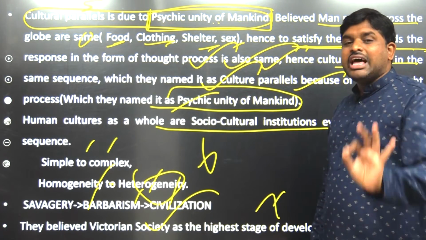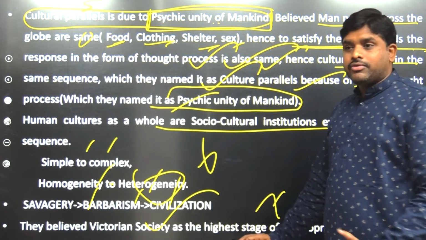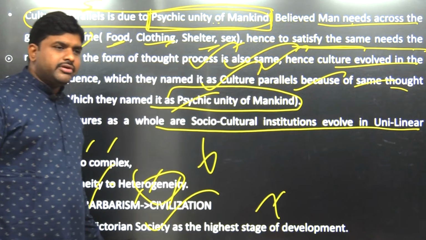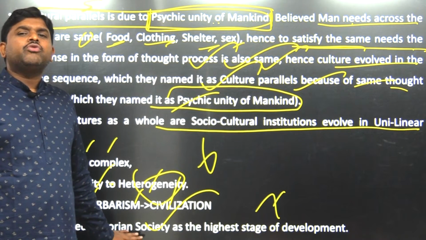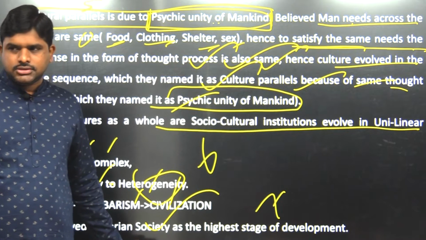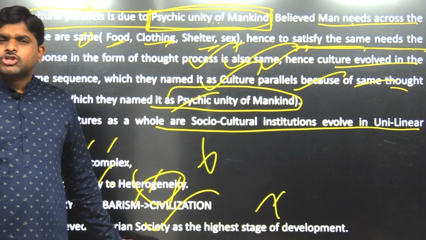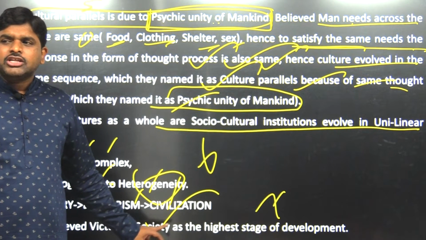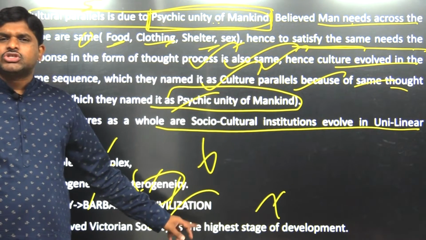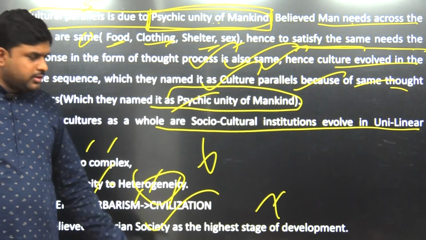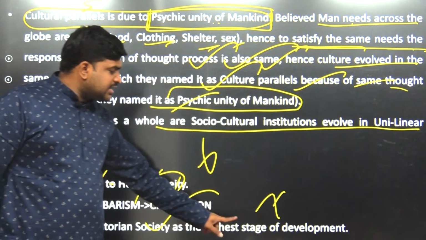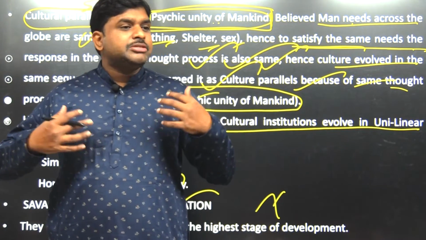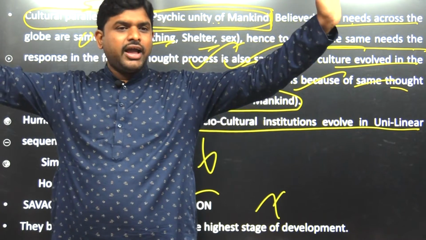One thing, see, everyone will have a criticism. This is the criticism. They had one belief: if you want to know whether your society is a civilized society or not, you have to compare. They believed Victorian society was the one society every other society aspires to become. They believed Victorian society was the highest stage of development. But Victorian society means British. British society is the highest society.